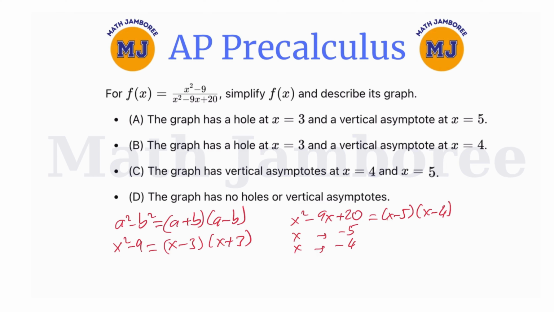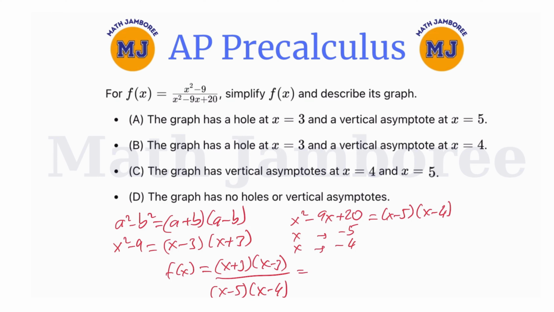So putting them together, f of x simplifies to x plus 3 times x minus 3 over x minus 5 times x minus 4. So notice that there are no common factors between the numerator and denominator. So there are no holes in the graph.